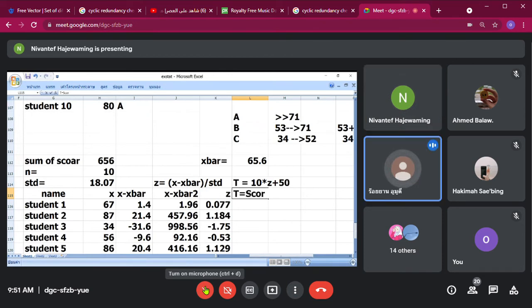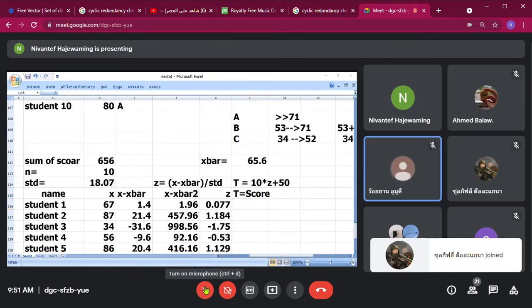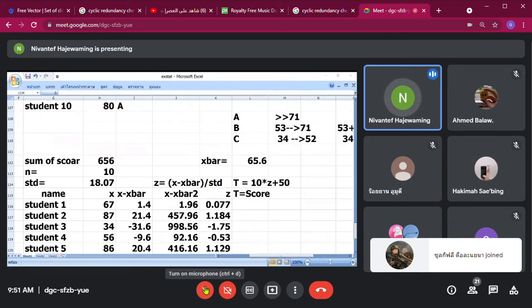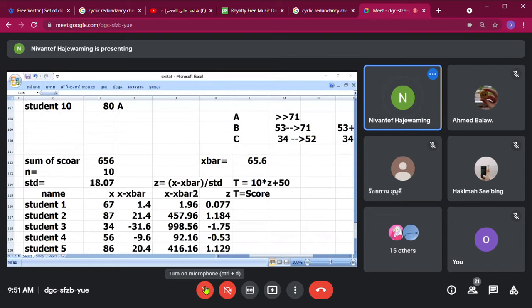อาจารย์ครับรับแอด Okay, ซูซูกิฟรีครับซูซูกิฟรี Zuki free. Why are my automatic exam is some problem? Okay, never mind. Is it okay?